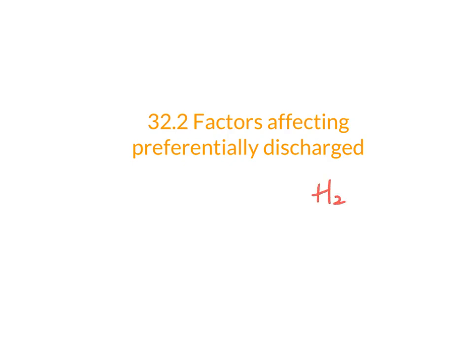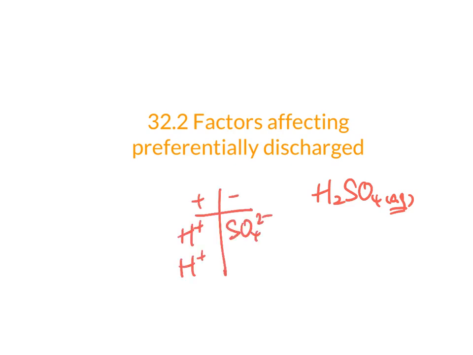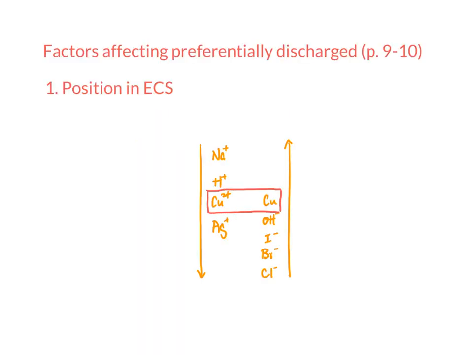For example, in H2SO4 (aq). AQ stands for with water. So when you check the cation and anion in the solution, you'll find that the cation part will have 2H+, but for the anion part, you have OH- and SO4 2-. So in this case, you have to choose which one will be preferentially discharged. We have some factors helping us to decide which one will react while the others will not. The first one is the position in the ECS.